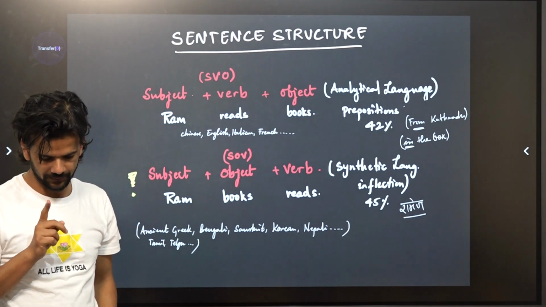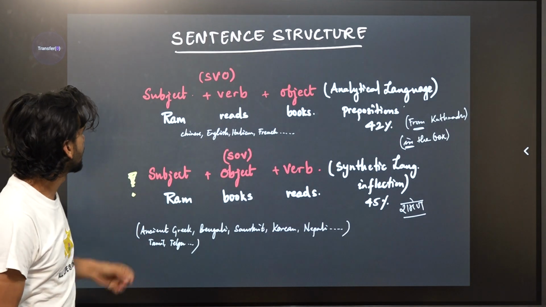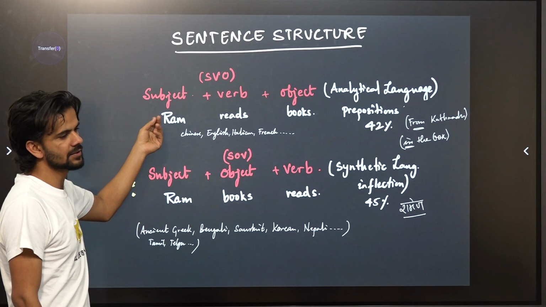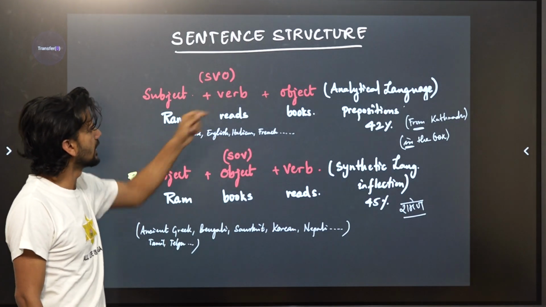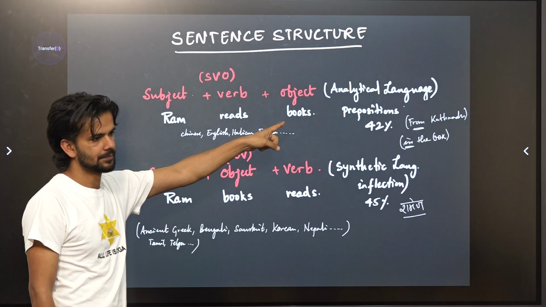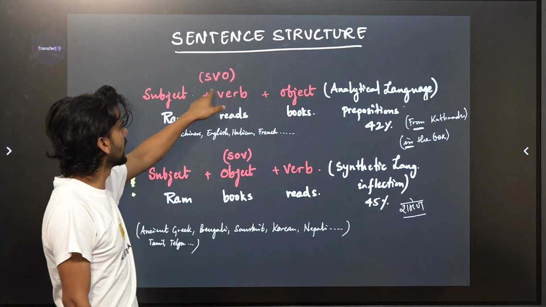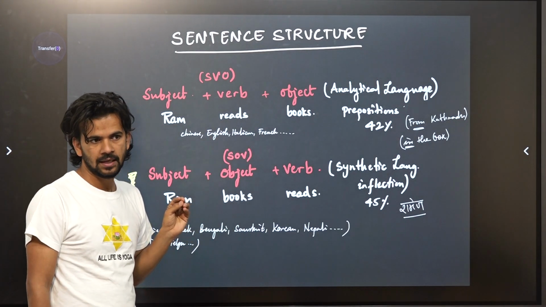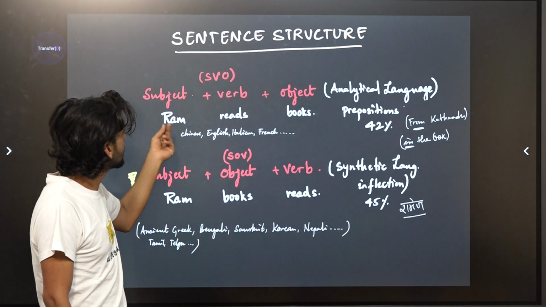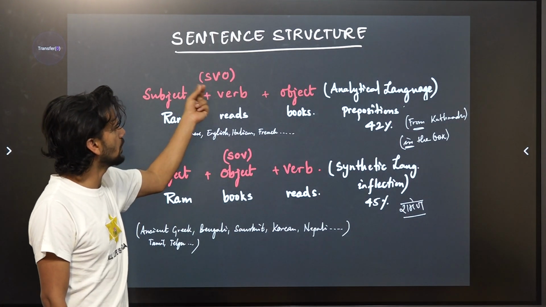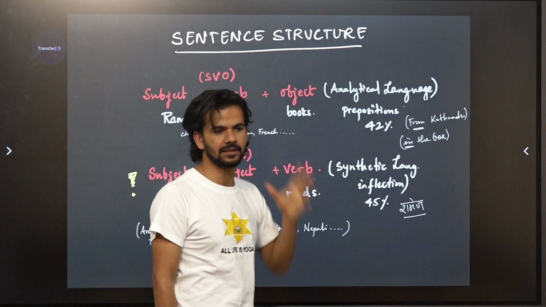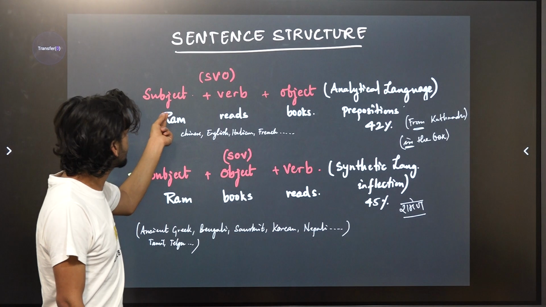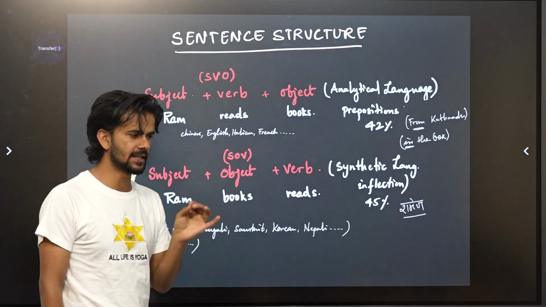So, sentence structure. If we look at the English language, what happens? The sentence structure is subject, verb, object. That's why we call it SVO sentence structure. And a language that has sentences of the structure SVO is called an analytical language. Most of the analytical languages have SVO as the sentence structure.